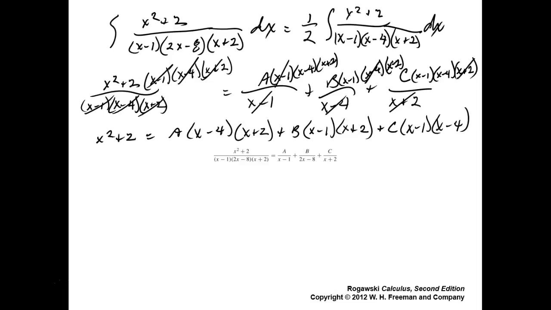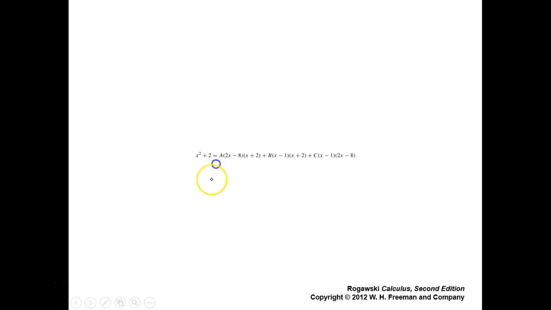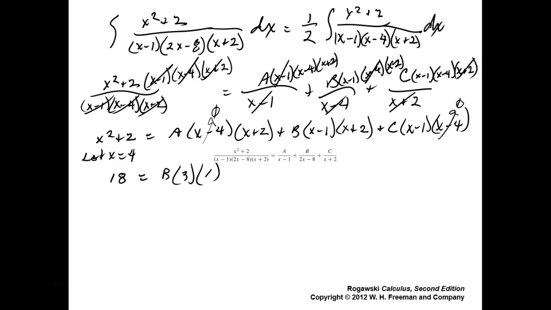You choose. Let x equal 4. Okay, we'll do that. Let x equal 4. What does the left-hand side become? 18 is equal to, that one goes to 0, and that one goes to 0. Okay, that leaves you b times 3 times 6. Okay. Wait. It's supposed to be a 6, and it's not all writing. Okay. All right. B is equal to?